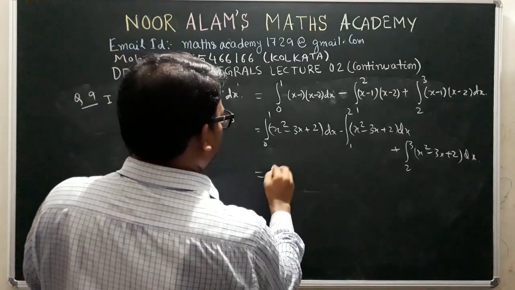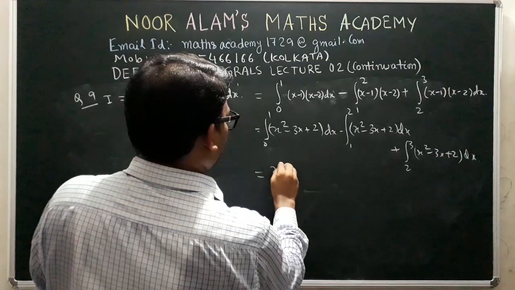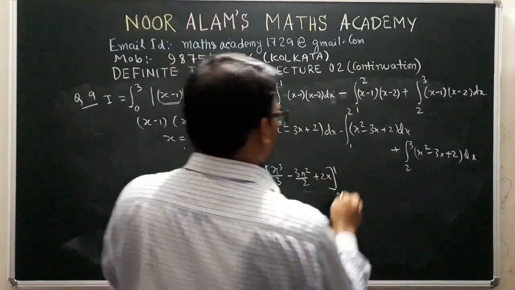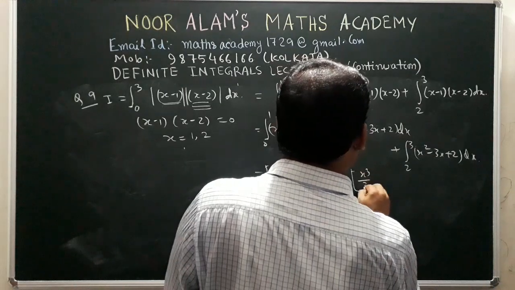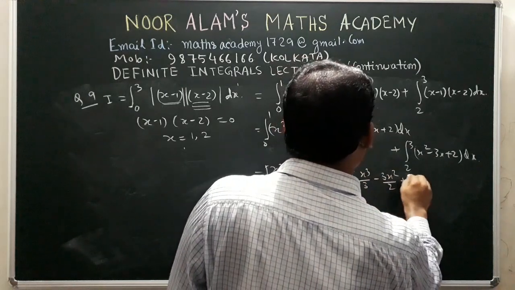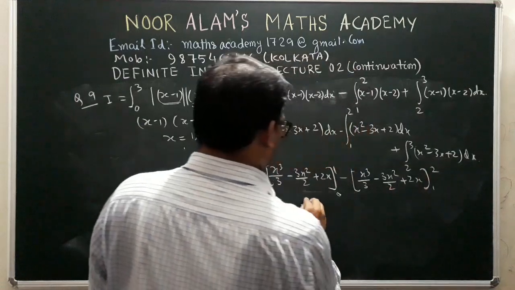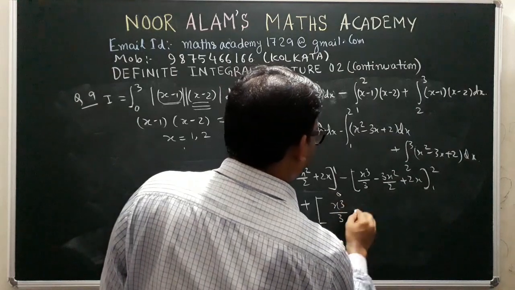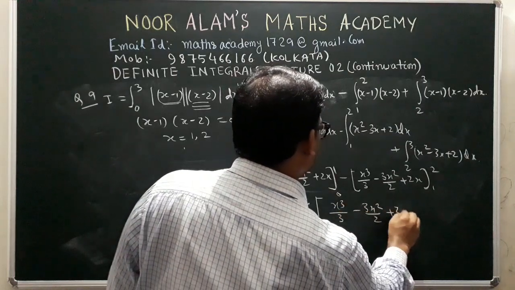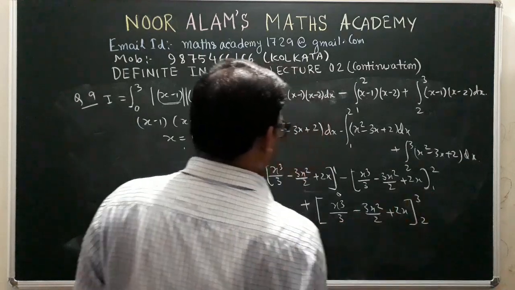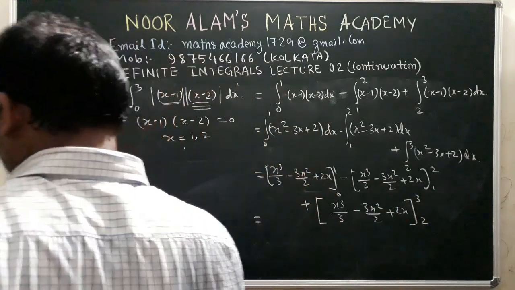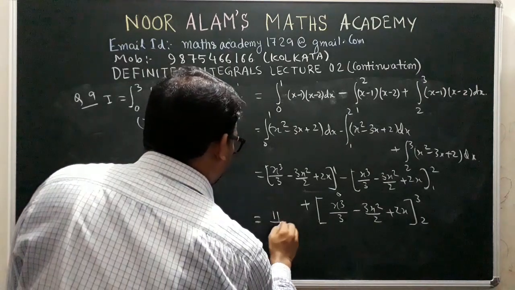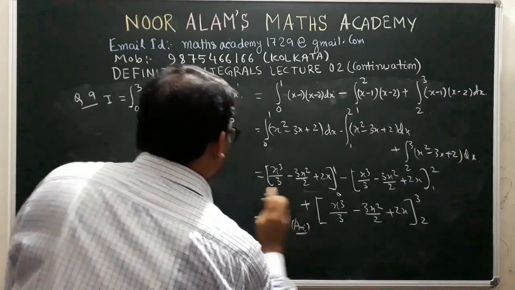Now when we integrate this term, we get x cube by 3 minus 3x square by 2 plus 2x, integration from 0 to 1. Now here you get x cube by 3 minus 3x square by 2 plus 2x, integration from 1 to 2. The last part you have x cube by 3 minus 3x square by 2 plus 2x, and the integration is from 2 to 3. Now just simply apply the upper limit and lower limit, and you can simplify it. You easily get the answer I have written here, 11 by 6. Try to do the calculation part.